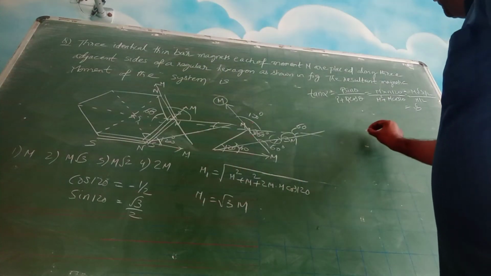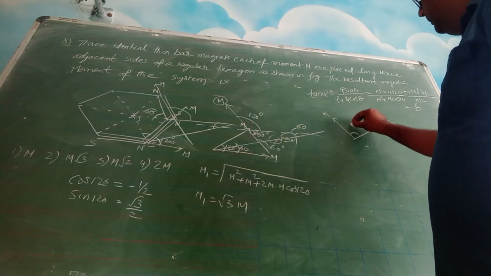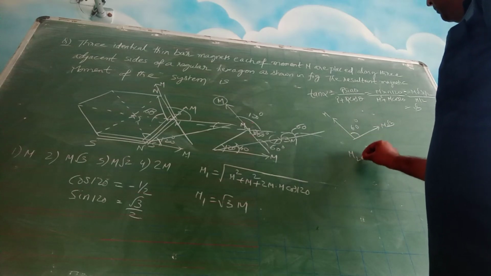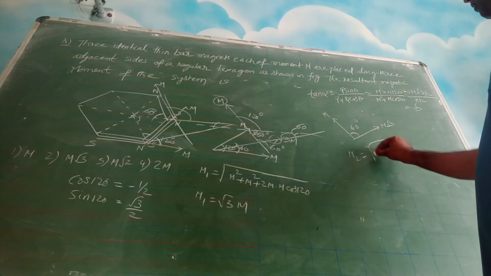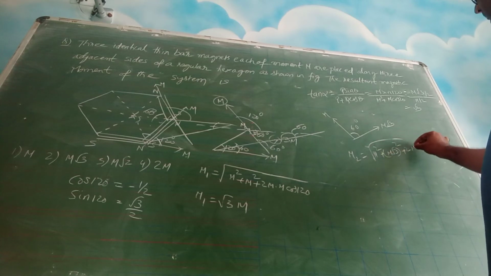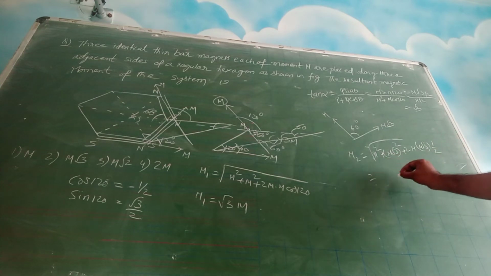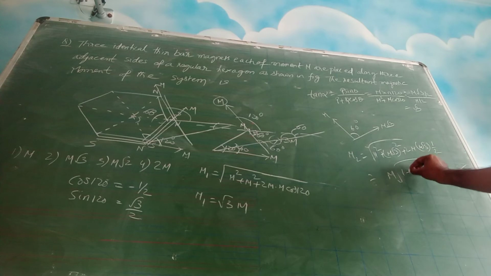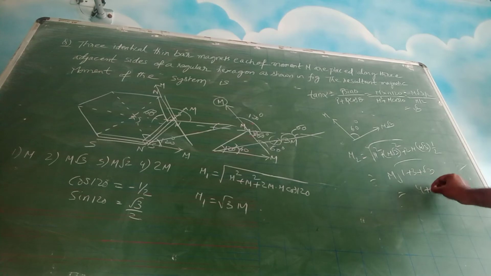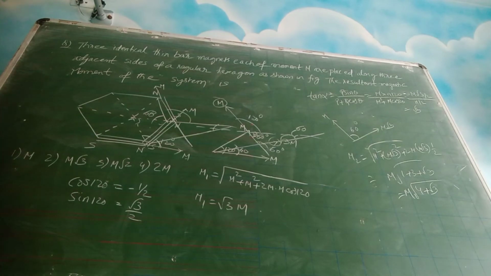So you have one vector like this, M root 3, another like this, M, making angle 60. So your M2, the final resultant, will be root over M square plus M root 3 whole square plus 2 M into M root 3 into cos 60. Cos 60 is half. So if you take M common, it is 1 plus 3 plus root 3, you are getting 4 plus root 3. But there is no such option also.